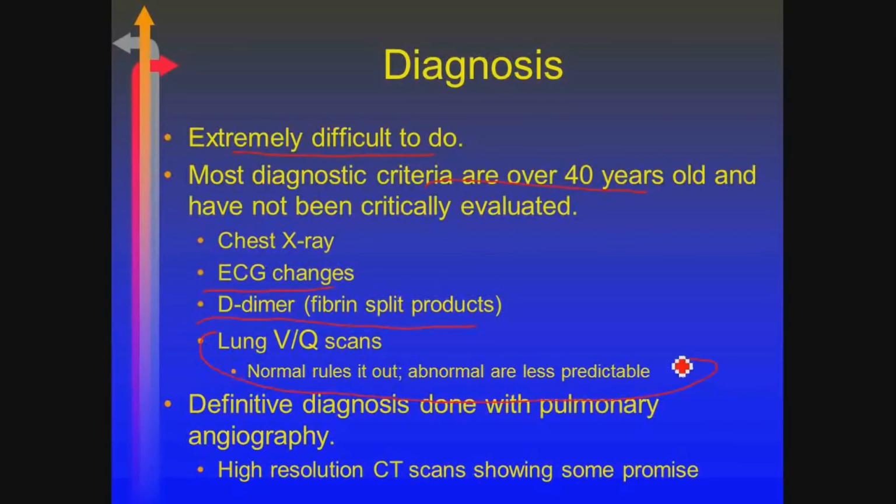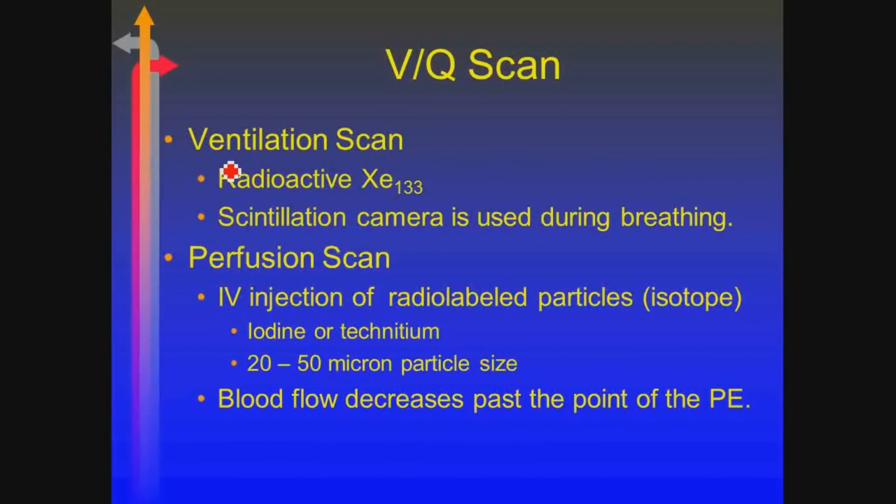Lung VQ scans, if it's normal, you can rule it out. The problem is that there's so much else going on, and I'll talk about it in a half a second, as to why an abnormal value doesn't necessarily mean you have a PE, but if it's normal, you don't have one. That's the good news. High resolution CTs are kind of replacing VQ scans as a mechanism because they're a little more accurate. We've gotten better at reading them.